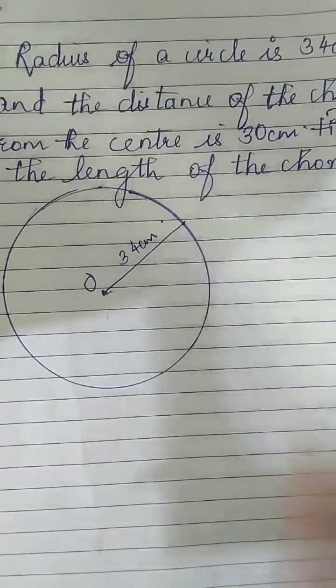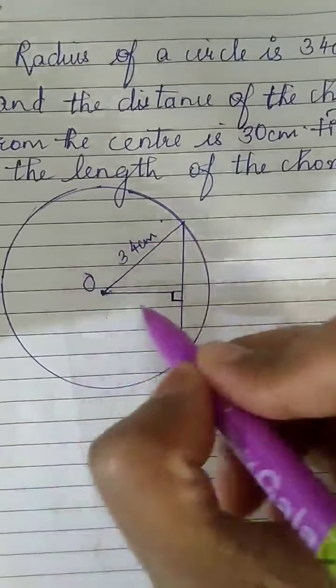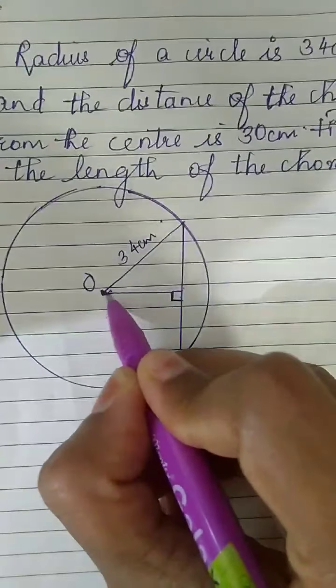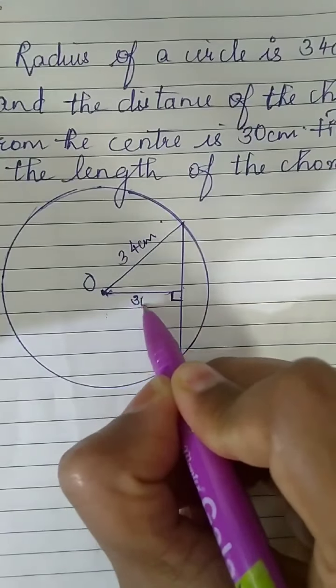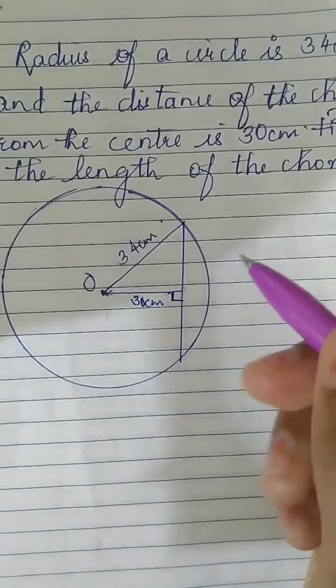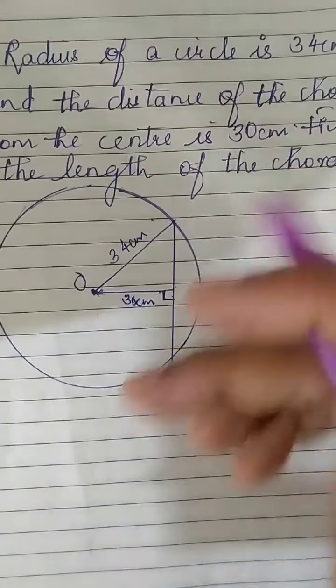So that means this perpendicular distance, the distance of chord from center. So without fail, show this perpendicular sign. Distance of chord from the center is given as 30 centimeter. So this perpendicular distance is 30 centimeter. Question is, find the length of the chord.